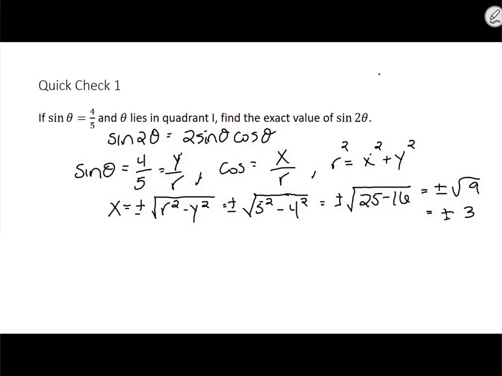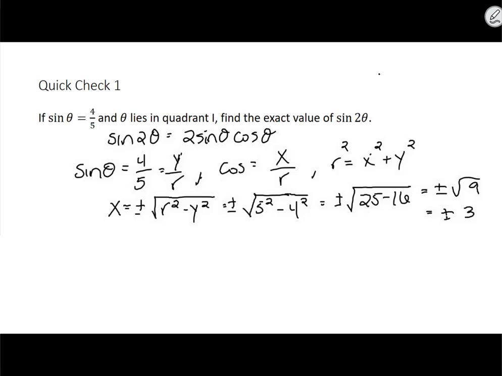Okay, y'all might have recognized this if you are an astute student here, that the 3, 4, 5 is one of our common Pythagorean right triangles. So you might have been able to not have to do this if it was one of those common Pythagorean triples there that you recognized.